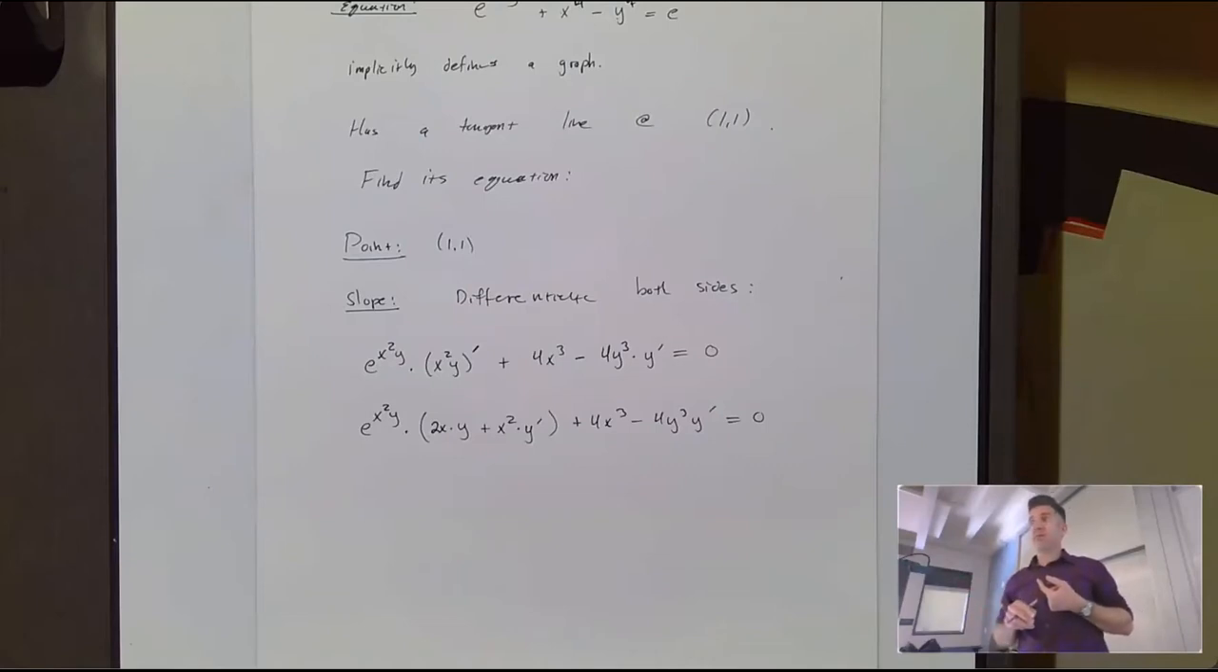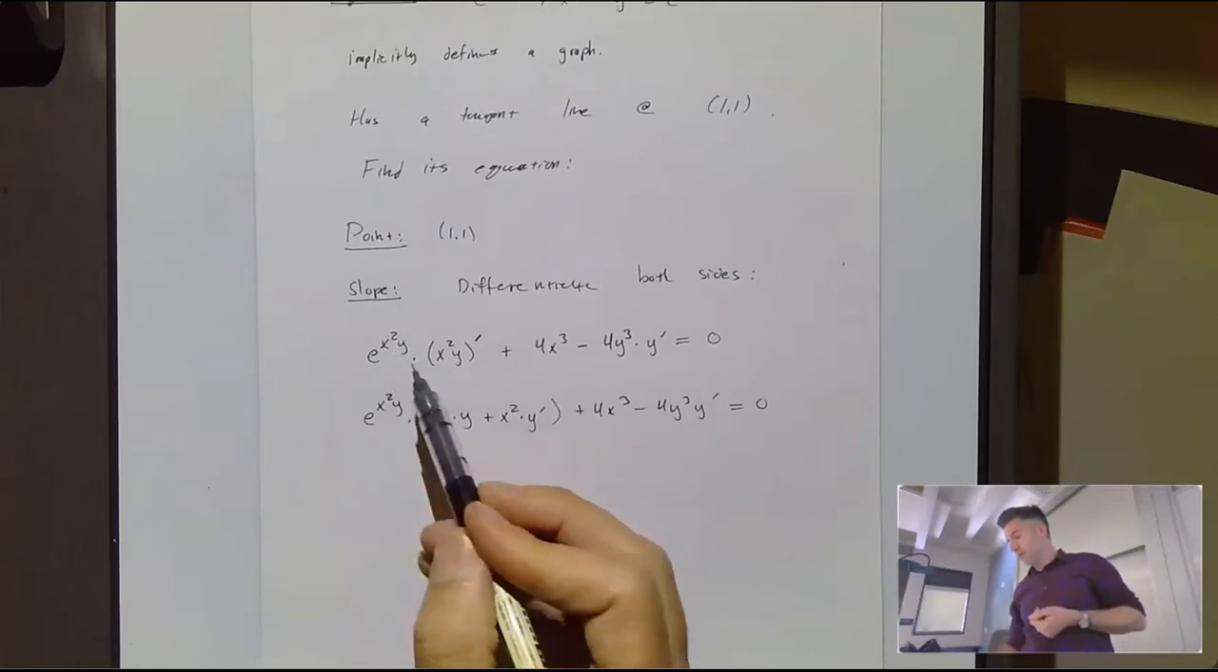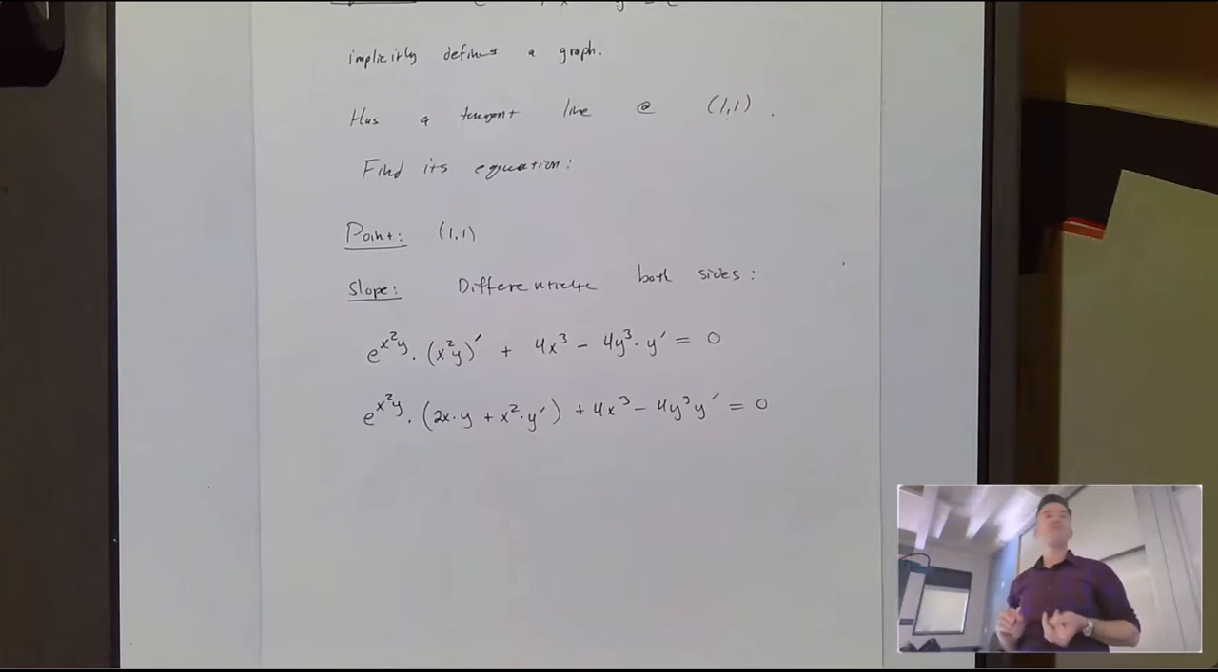Real quickly, in the beginning of that equation, when you're multiplying e to the x squared y times the derivative of x squared y, is that because of the chain rule? Yes, exactly. It's because the derivative of e to the stuff is e to the stuff times the derivative of the stuff.